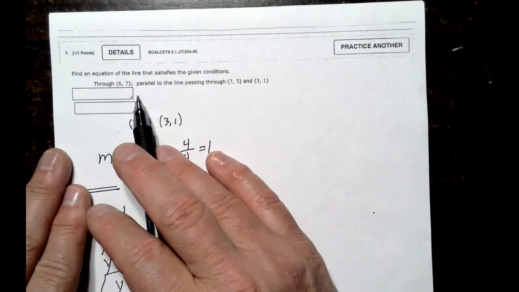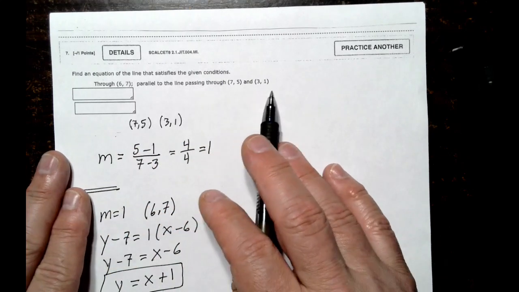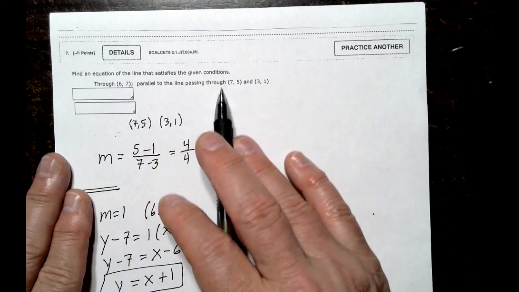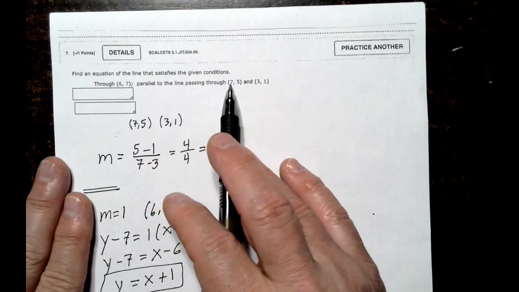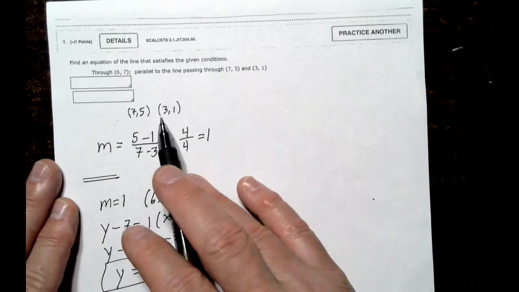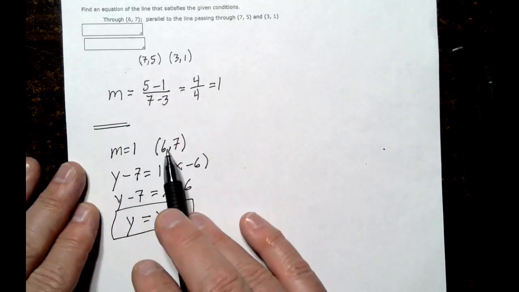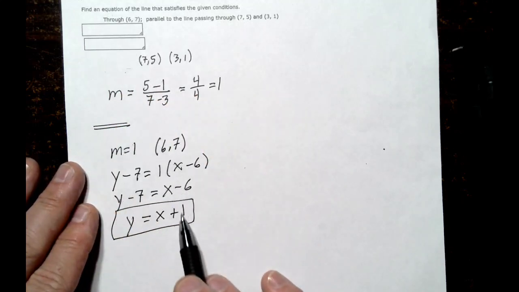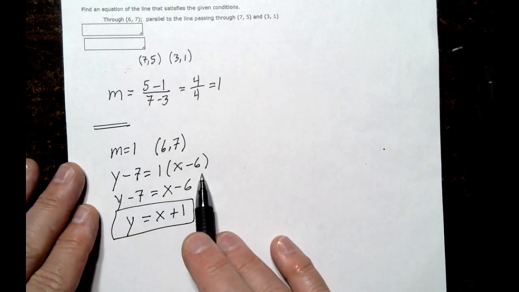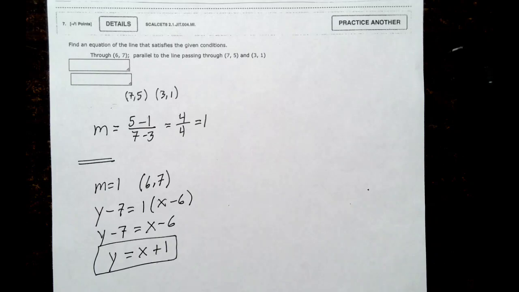This one asks you to find the equation of a line that goes through this point, 6, 7, and is parallel to a line that goes through these 2 points. So if it's parallel, it means it has the same slope. So if you find the slope of this guy, you can use the slope from this guy with this one. So you do the slope formula with this one and you get 1. So now you use that same slope with your point, 6, 7, and you find the equation of a line that way. Remember, it's y minus y1 equals m times x minus x1 that gives you your slope. And that's how you find the answer for question number 7.